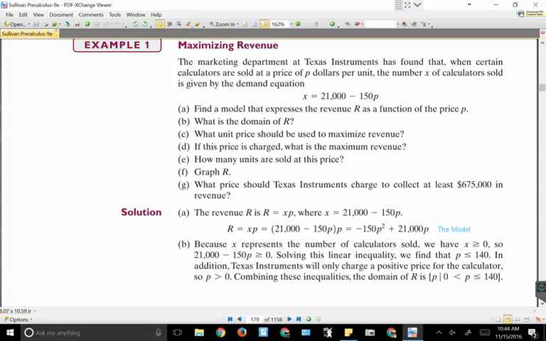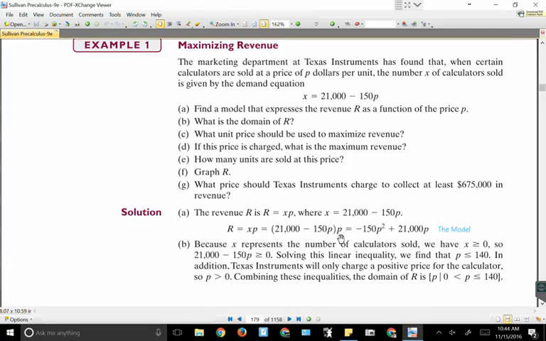So if we take a look at the next equation down here, just talk about the model down here. Revenue. Well, that's how many people buy the calculator at a certain price, correct? Do they tell us what the price is? No. But they do tell us how many people will buy the calculator at a certain price, correct? So that's where the X comes in. So if you take a look down here, they end up having 21,000 minus 150P multiplied by the P.